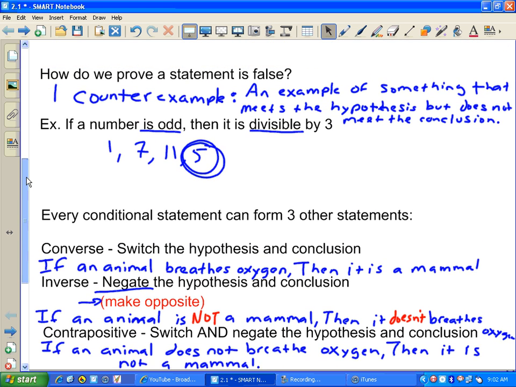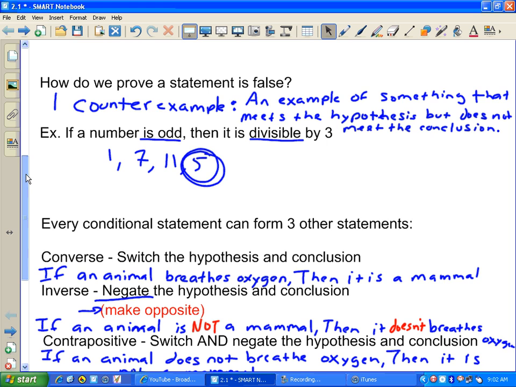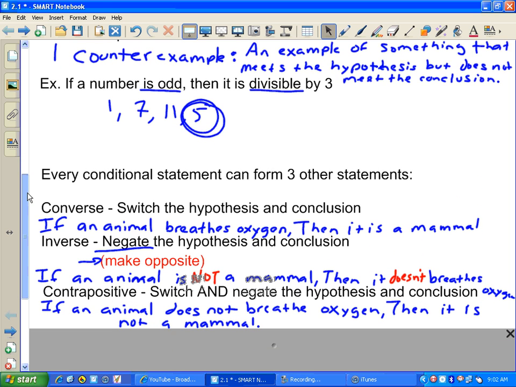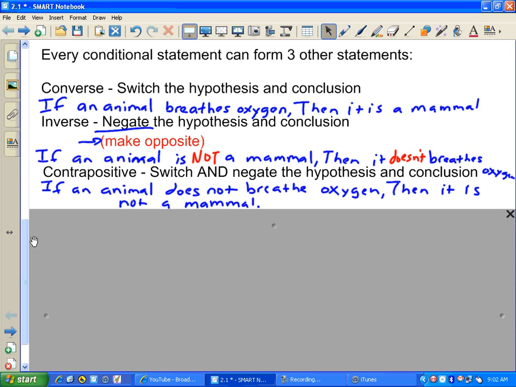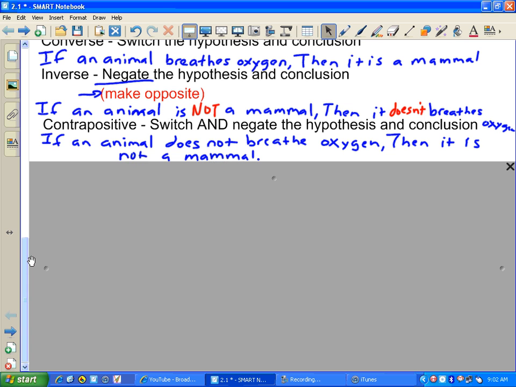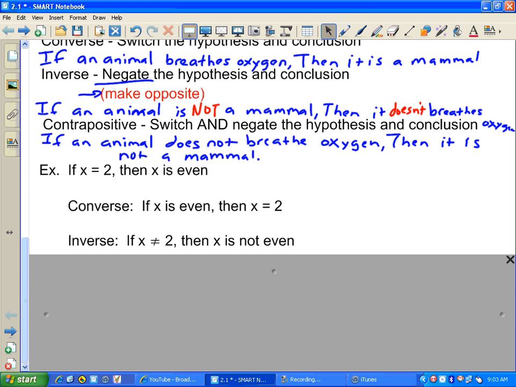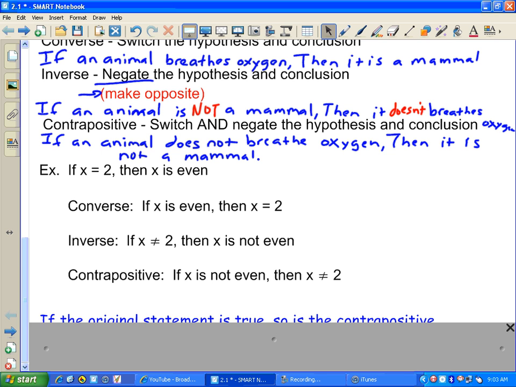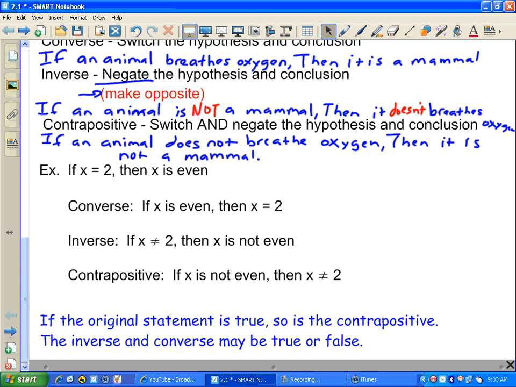And in fact, anytime you have a true conditional statement, so the statement you start out with was true, your contrapositive is also going to be true. The converse and inverse might be true, they might be false, so that's really on a case-by-case basis. But if your conditional statement's true, your contrapositive will always also be true. So here's just another example for you to look over. Here's more of a mathematical example.